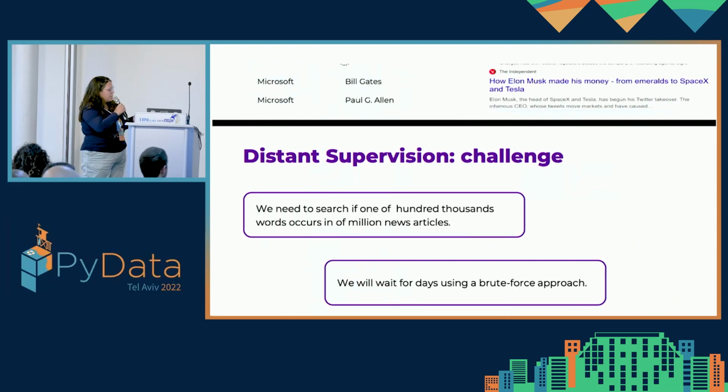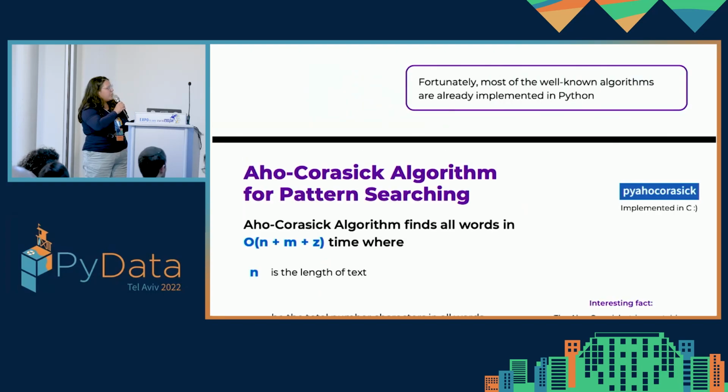What is the challenge? Actually, we need to search if one of 100,000 words occurs in one of a million articles. So it takes us weeks to wait. Fortunately, all we need is already implemented in Python. We chose the Aho-Corasick algorithm for pattern searching. I have no time to explain how it works, but you can believe me, first of all, it's fast, and second, it's implemented in C and then wrapped in Python, so it's really fast.